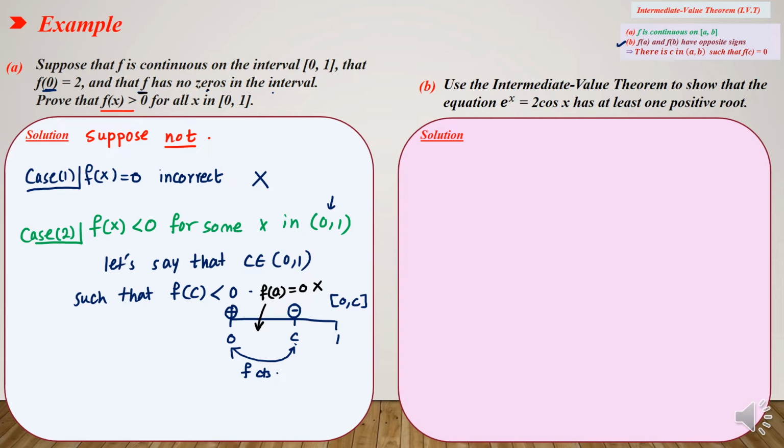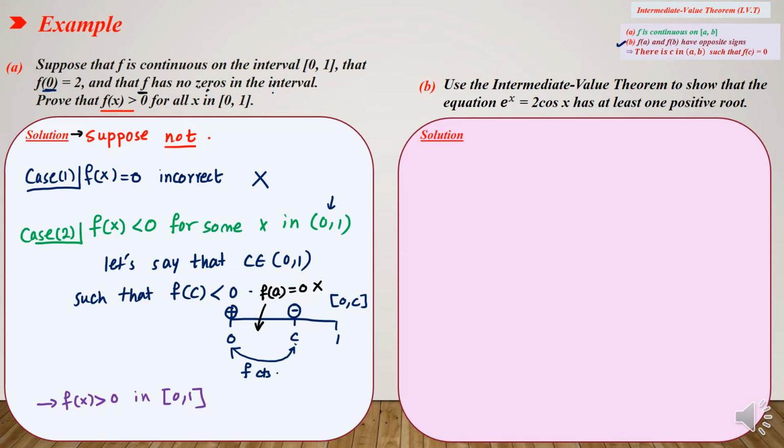So firstly, we suppose not, and we have the two cases, equal to 0 and less than 0, and this leads to contradictions in both cases. This means that f of x must be positive in the interval from 0 to 1. And this is the end of this question. It's a proof by contradiction.